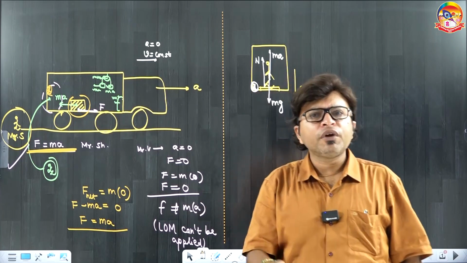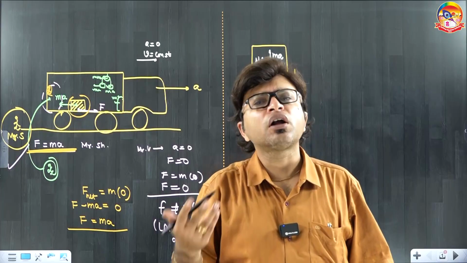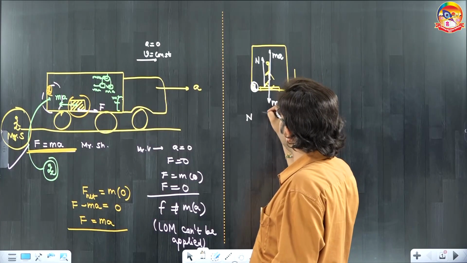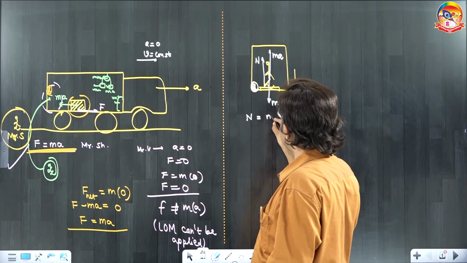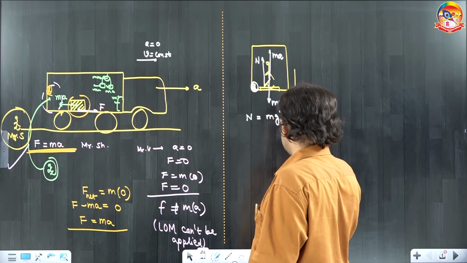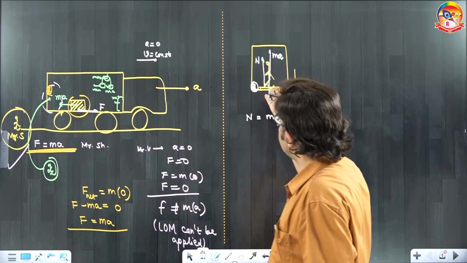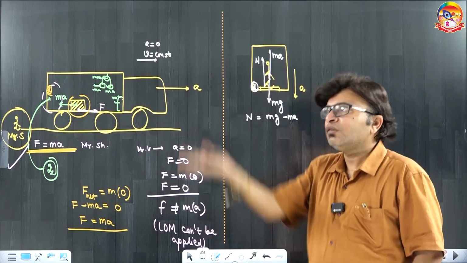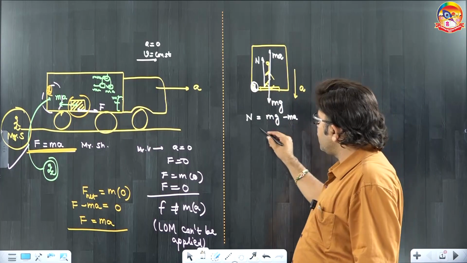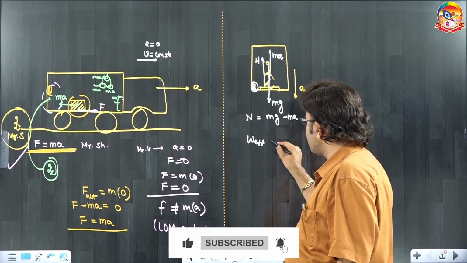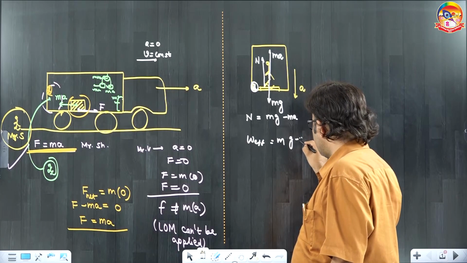So, the effective weight of a person is actually what? Normal reaction on the ground. What is the normal reaction over here? N will be equal to mg minus ma. Obviously, when A is less than G. If A is more than G, then the person will not be here. He will start flying up. So, over here, what is the effective weight? Effective weight is equal to m into (G minus A).